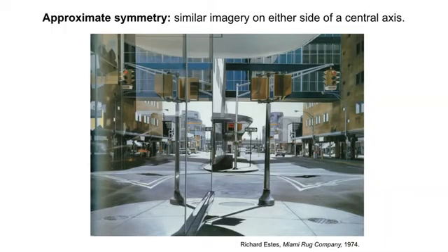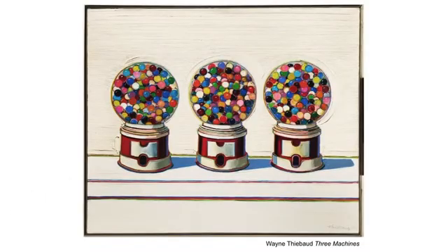This is when similar imagery is on either side of the central axis. Approximate symmetry tends to pull the viewer in as they attempt to discern the differences in a seemingly symmetrical design. So they'll get pulled in trying to figure out, how are these two sides different? In this case, we're looking at a Wayne Thiebaud painting. Not all of the gumballs are the same on each machine. They are more or less symmetrical.